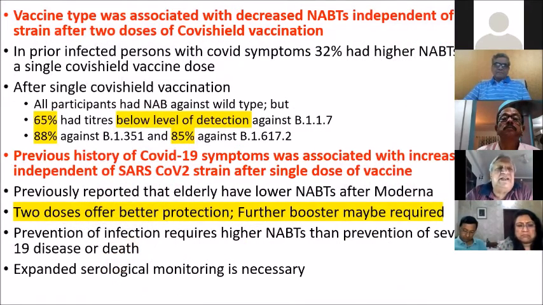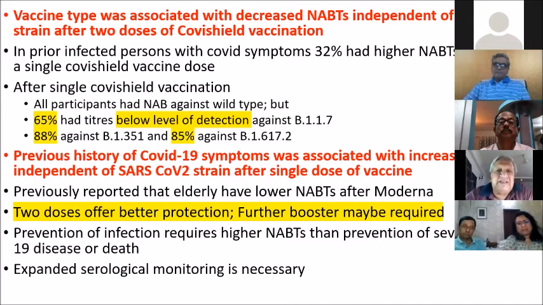They also concluded that vaccine type was associated with decreased neutralizing antibodies, which was independent of SARS CoV-2 strain after 2 doses of Covishield vaccination. If prior infected persons with COVID symptoms, they had 32% higher neutralizing antibodies even after a single dose. This is what I was showing earlier. After a single dose of vaccination, all participants had neutralizing antibodies to the Wuhan wild type, but it had 65% less against the UK alpha variant or 88% less against the beta variant and 85% less against the delta variant.